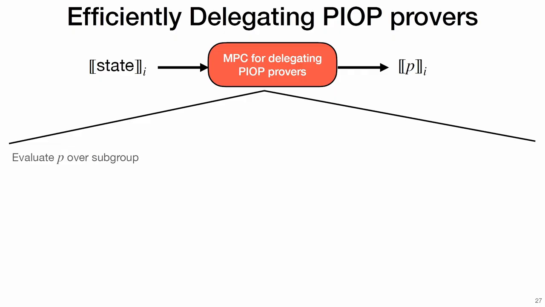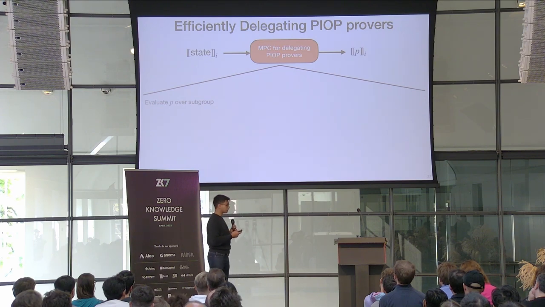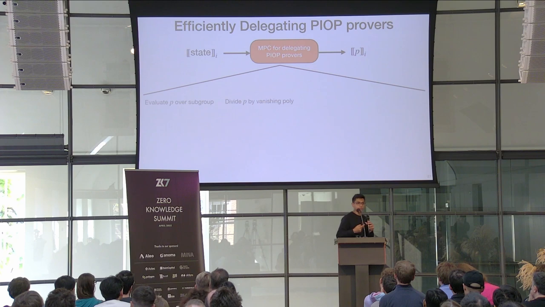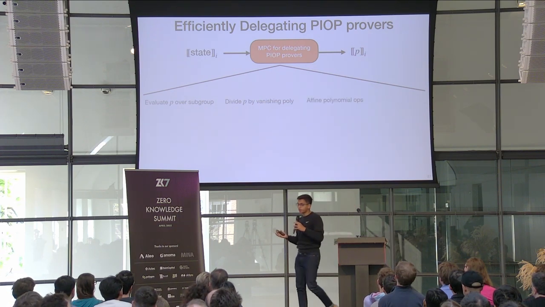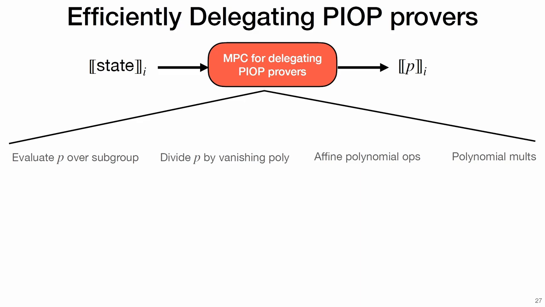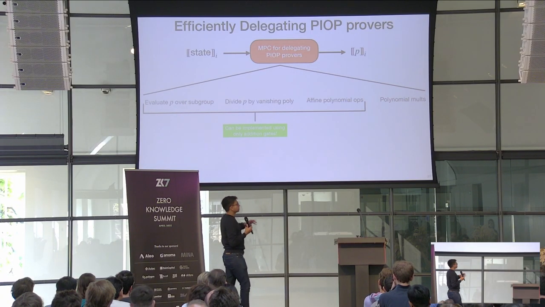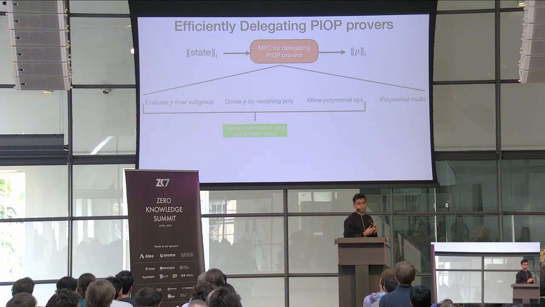Now, before we can talk about how to implement this efficiently, we have to figure out what operations are actually done by these PIOP provers. By and large, for all of the SNARKs that we care about, these operations are basically these four. You want to evaluate your polynomial over some multiplicative subgroup, your evaluation domain. You want to divide your polynomial by some vanishing polynomial of that same subgroup. You want to do some affine operations, additions, subtractions, adding a constant. And finally, you might want to do some polynomial multiplications between secret shared polynomials. The good thing is that the first three of these can all be implemented via linear operations on your secret shared polynomial. So this doesn't require any interaction between the workers at all. You just do local operations on your polynomials, and you get the secret shares of those results.